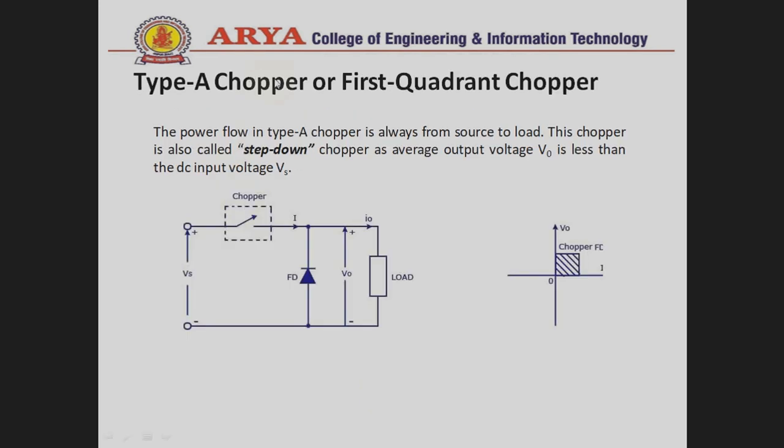First of all, this is the type A chopper. This chopper is also known as first quadrant chopper and step down chopper because its working is similar to the step down chopper.